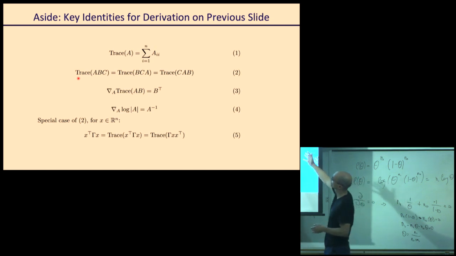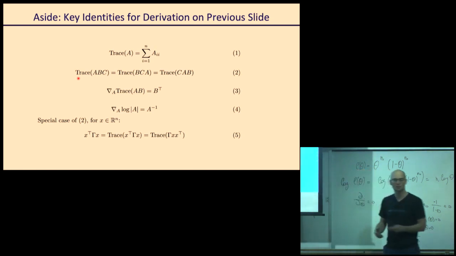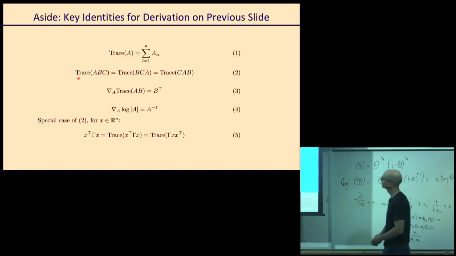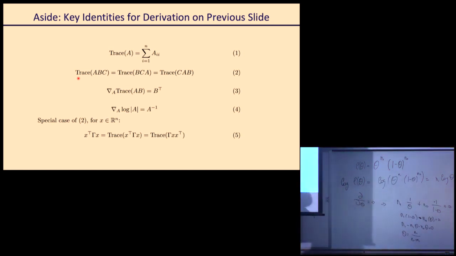But these are true quantities that can come in very handy when doing these multidimensional derivations with Gaussians. You'll see these tricks will help you out. Probably one of the more intriguing ones is the gradient of the log of the determinant of a matrix with respect to the entries in that matrix is just the inverse of that matrix.